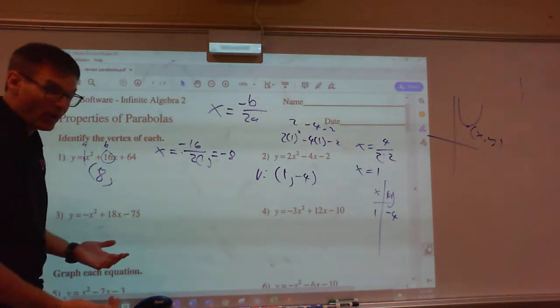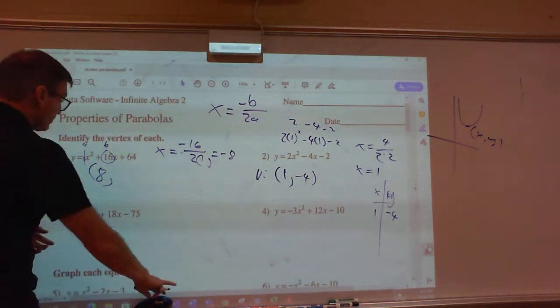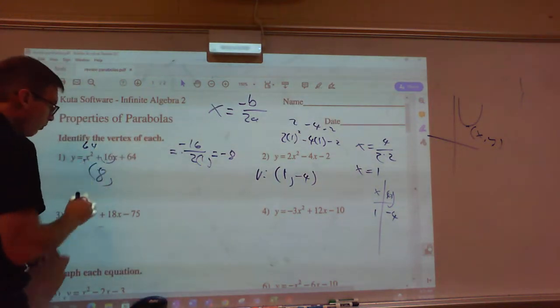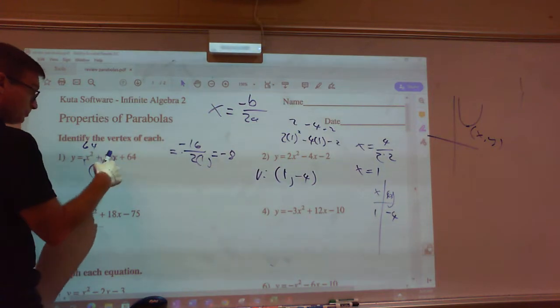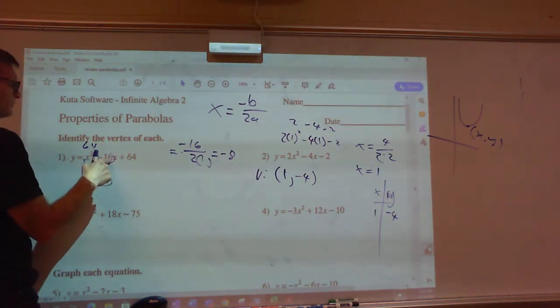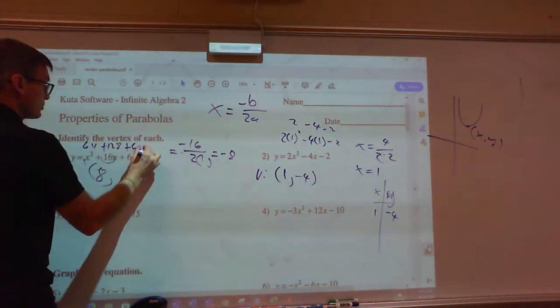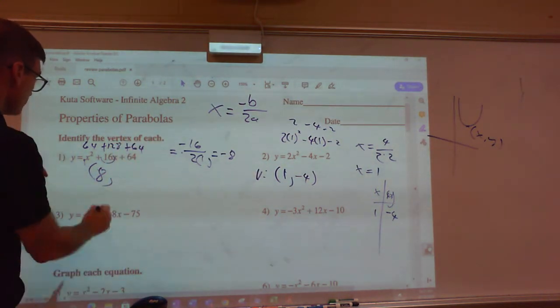How do I find my y value? I have to plug it in. So when I plug this in, I get 64 plus 128 plus another 64. Oh, whoops, negative 8.